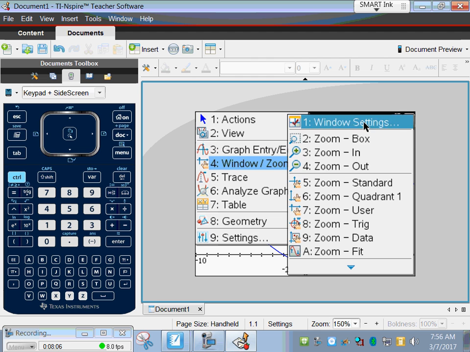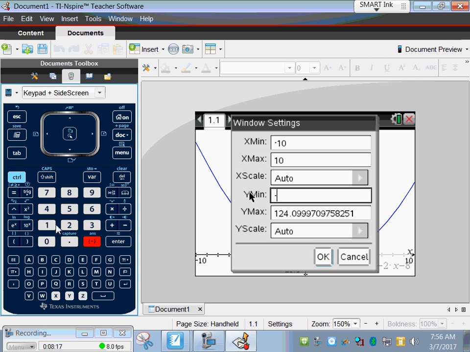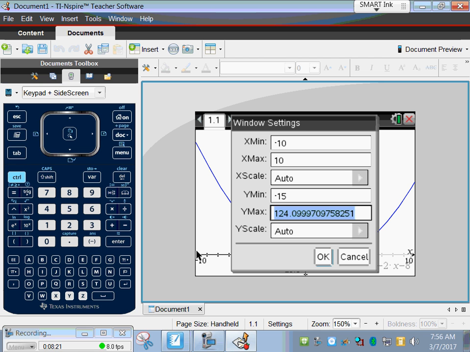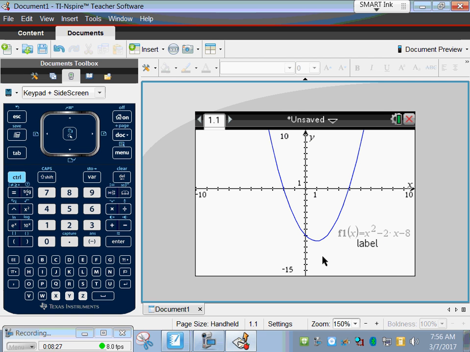You can also set the window yourself. So your X could be -10 to 10. My Y looks like it needed to go a little bit lower, so I could redo my Y as like negative 15 instead of as low as it was. I definitely don't need to see that high up to 124, so maybe I go back to 10 for my height. All right, so you can set the window yourself, the X's left and right, the Y's up and down. So then I have a nice parabola, but even if you have it on Z standard, that's fine too.